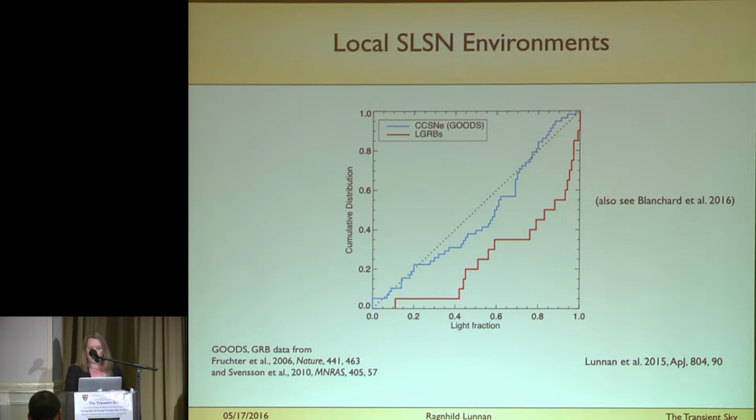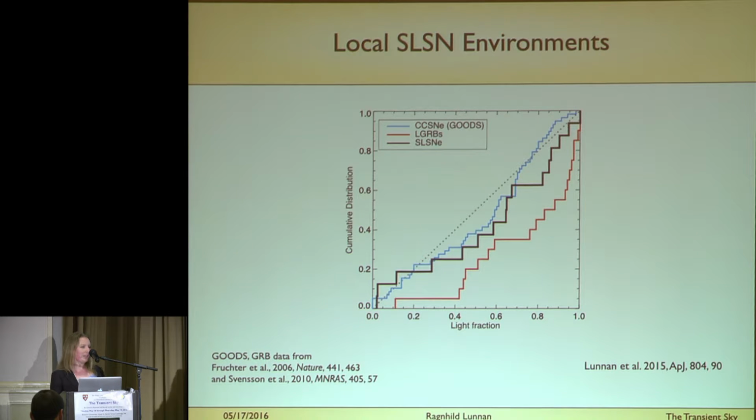So where do the superluminous supernovae fall on this plot? The answer is somewhere in the middle. They are definitely on this side of the diagram. They are biased towards the brighter regions, but at least with the sample size we have, they're certainly not obviously more biased towards the brightest regions than our GRBs, for example. And they are actually fully consistent with just tracing the star formation in their host galaxies.